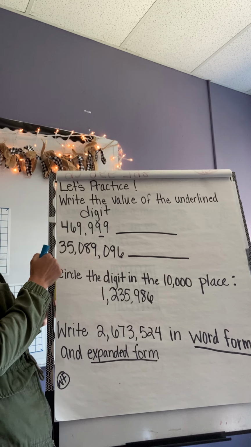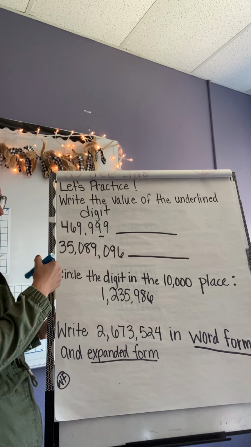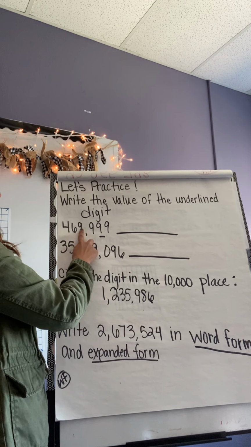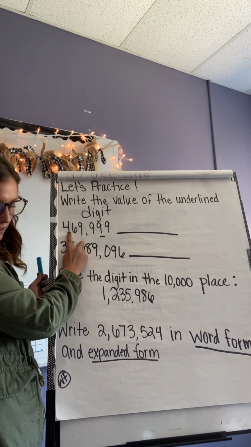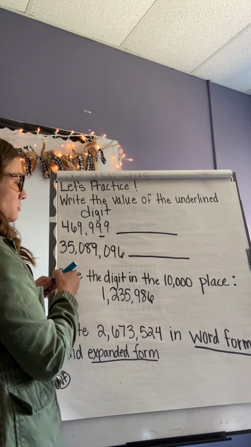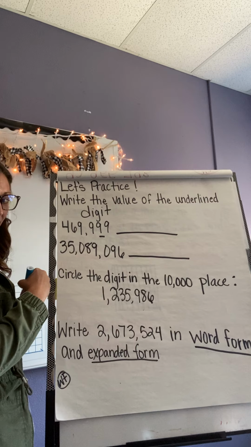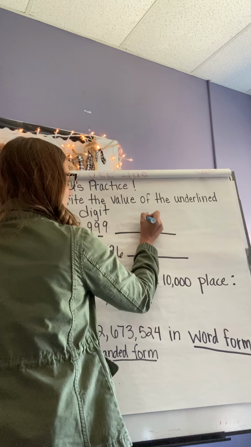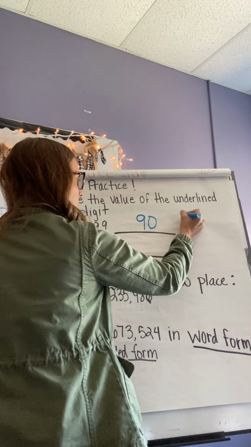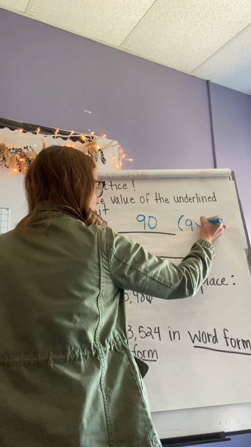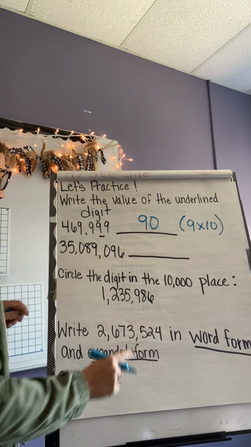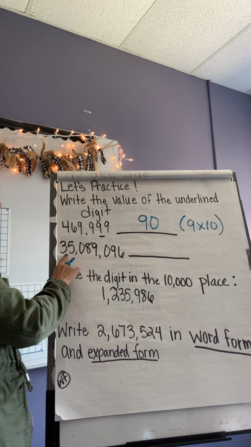Well, I can go back and think about my place value chart, or I could just remember ones, tens, hundreds, 1,000, 10,000, 100,000. So I know that my 9 is in the 10 spot, which means that 9 has a value of 90. That is correct, because it is in the 10 spot. So I have 9 tens for a value of 90. Please write this number onto your paper.